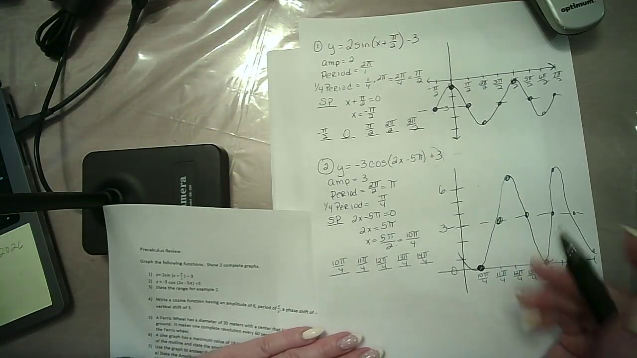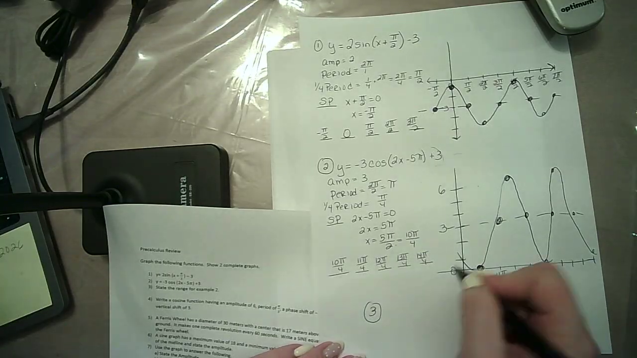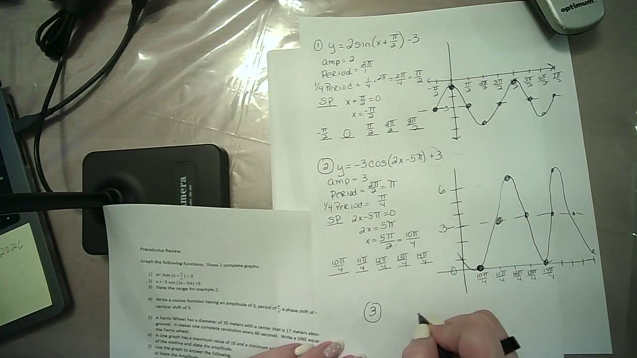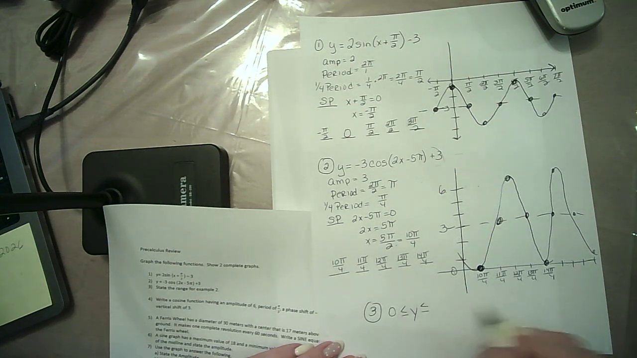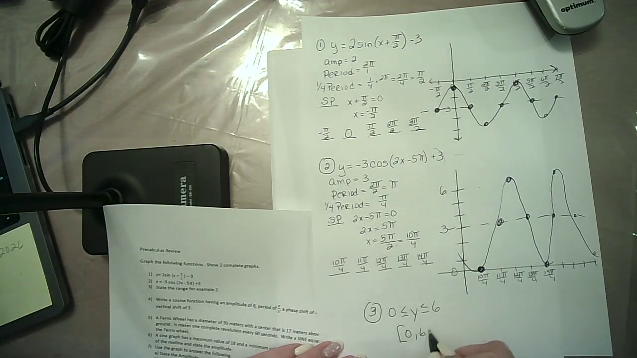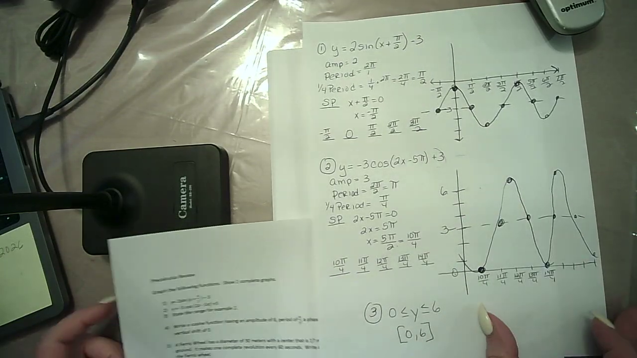Well, let's go back to it. The range are your y values. So my range from question number 3 goes from 0 to 6. So y is greater than or equal to 0, but less than or equal to 6. Okay, if you wanted to write it like this, it would also work. Okay, your range goes from 0 to 6.